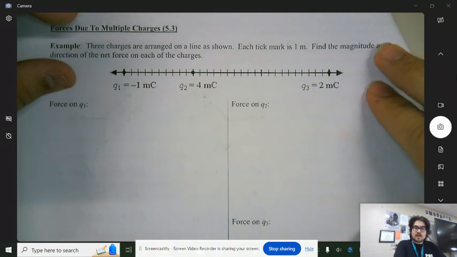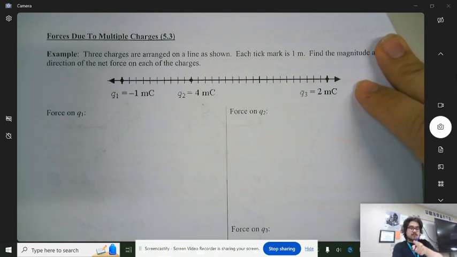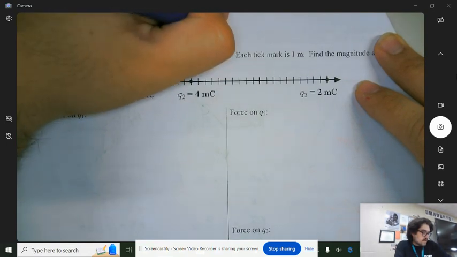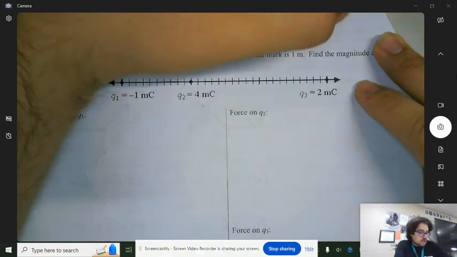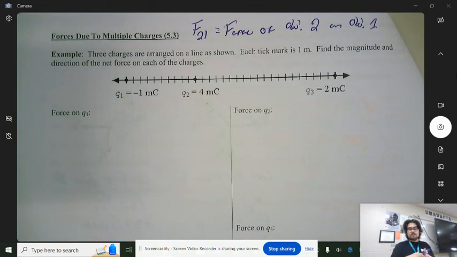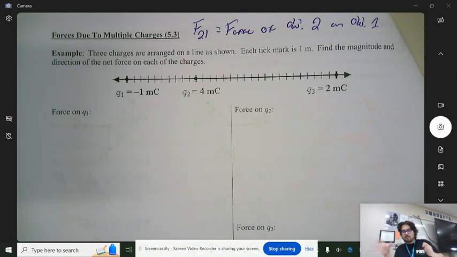Really quickly, if you had me for Physics 1, then you may be familiar with this notation because I used it just a little bit last year. But I'm going to use it a lot more in E&M because it is more prevalent in E&M. If you see me say F21, this means the force of object 2 or charge 2 on object 1. So just understand that if I say that, that means this is what object or charge number 2 is doing to object or charge number 1. Pretty straightforward.